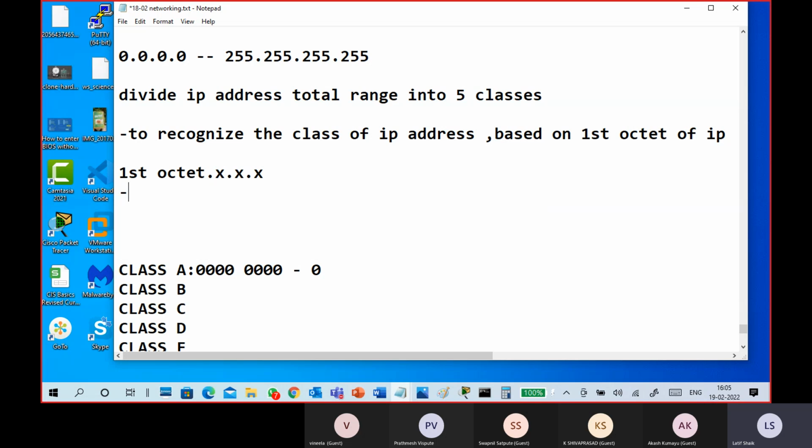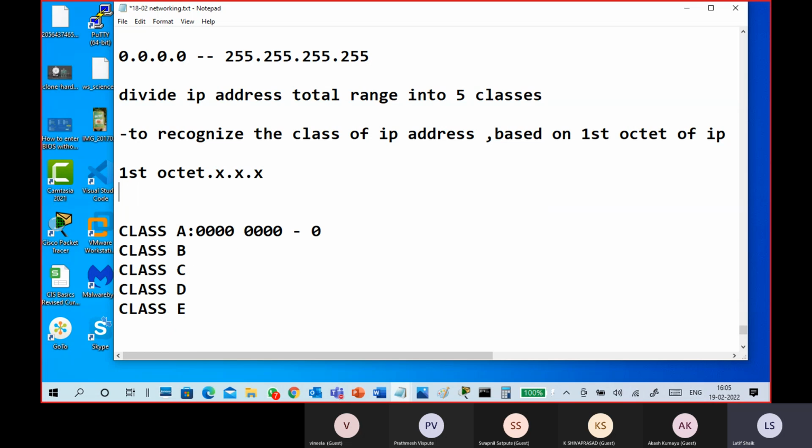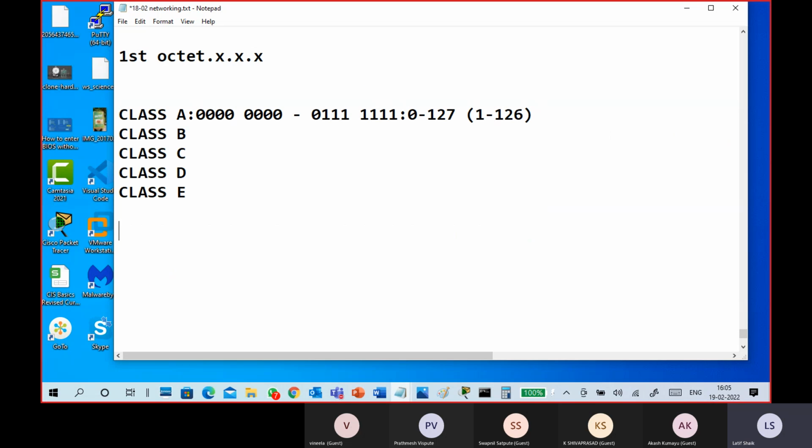In which range the first octet falls, we can recognize. I am writing the first octet range only. The first one is 0 to 127. If you check certain textbooks, it shows 1 to 126. Both are right answers, guys. There is a condition, that is 0.0.0.0, which we don't use.